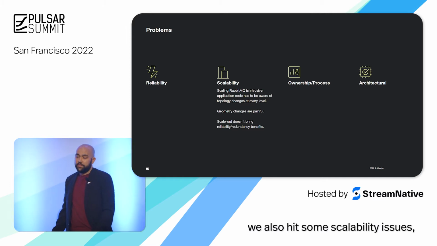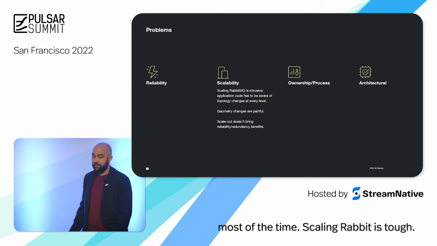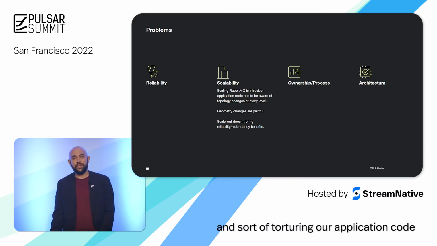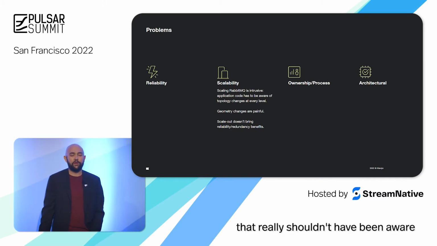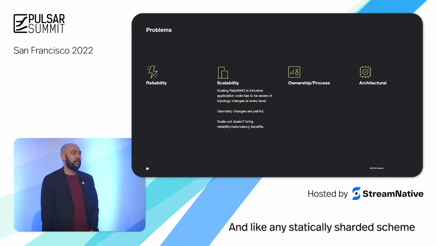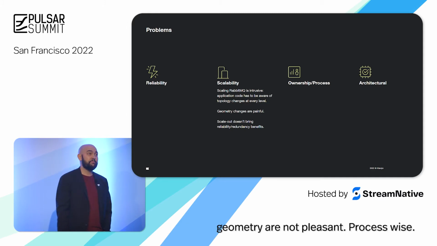We also hit some scalability issues. Even if things were reliable, which they weren't most of the time, scaling Rabbit is tough. We accomplished it by sharding our rabbits and sort of torturing our application code to reflect that sharding geometry at many, many layers that really shouldn't have been aware of the sharding geometry of our message stores, and that wasn't pleasant for anybody. And like any statically sharded scheme, geometry changes when you outgrow a given shard geometry are not pleasant.